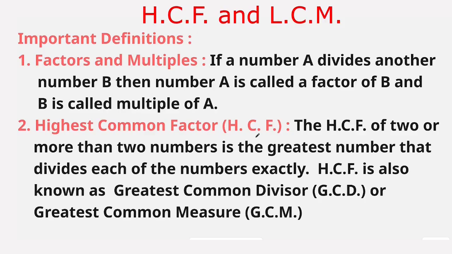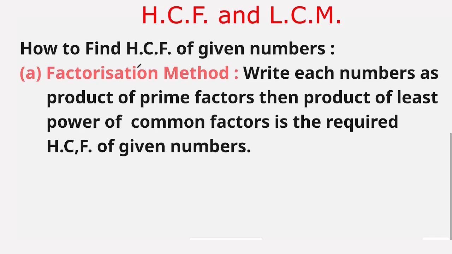Point 2. Highest common factor HCF. The HCF of two or more than two numbers is the greatest number that divides each of the numbers exactly. HCF is also known as greatest common divisor GCD or greatest common measure GCM. How to find HCF of given numbers?